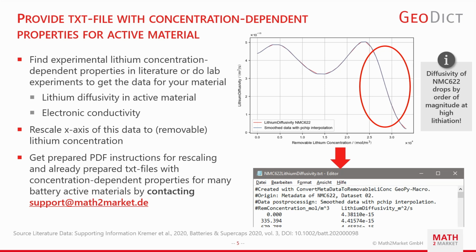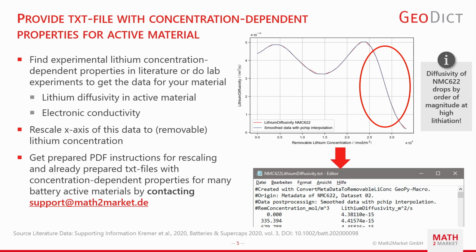And the first challenge is to get this data for your simulation. And you need to rescale it. So you need the data as a table in a text file. The first column is the lithium concentration, the removable lithium concentration that is between 0 and Cmax. And the other would be the diffusivity.